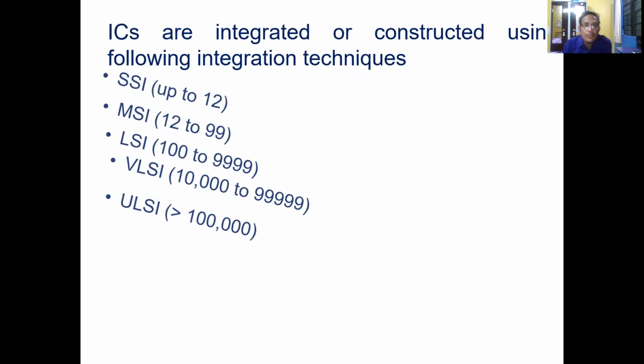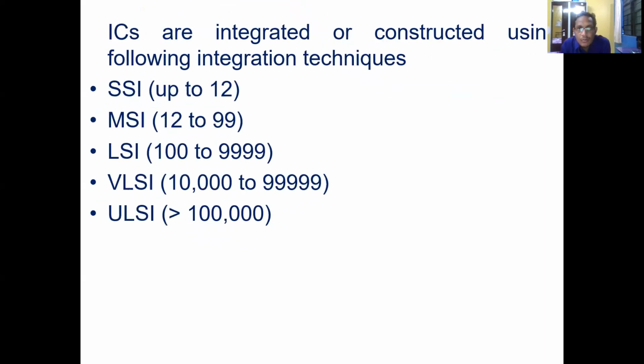Depending upon how many components there are within the IC, the particular IC can be constructed using different integration techniques. For example, this is SSI. SSI means small scale integration, that means in a single IC there are up to 12 discrete components.